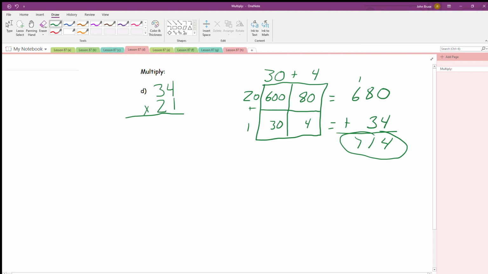Okay, we're going to do the area model, the rainbow method. We're going to start with 30 plus 4, and we've got 20 plus 1. We're going to do 30 times 20 first, which is 600. Then 30 times 1 next, which is 30. Then 4 times 20, which is 80. And then 4 times 1, which is 4.